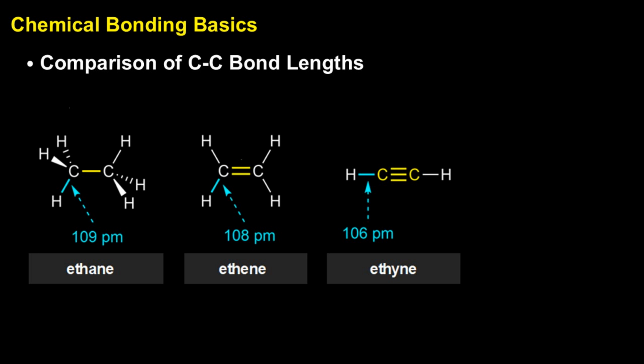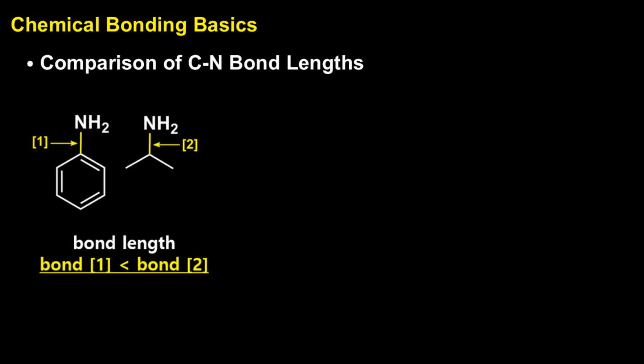The differences might seem small, but the trend is clear. As S character increases, bond length decreases. This same trend isn't just limited to carbon-carbon or carbon-hydrogen bonds. You can also see it in carbon-nitrogen bonds, especially when you compare different types of amines and amides.